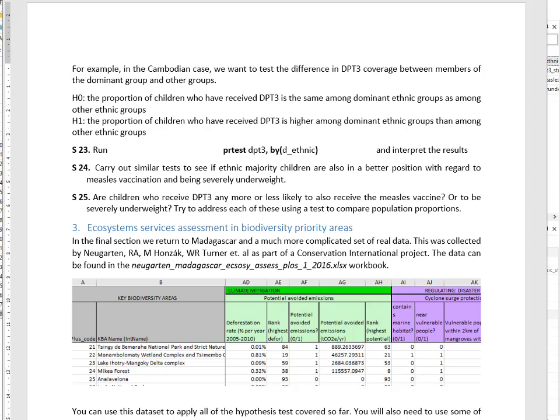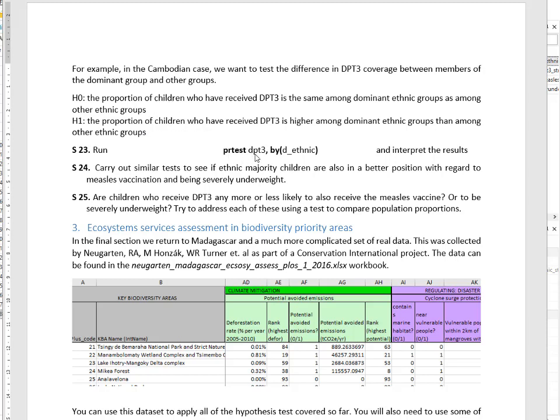Now we're looking at how to check population proportions between two different subgroups. For example, what I mean by population proportion is the proportion of children in the whole population who have received this important diphtheria, polio, tetanus vaccination. The null hypothesis here is that the proportion of children who've had that is the same among the dominant Khmer ethnic group as it is among the other ethnic groups. The alternative is that it's higher among the dominant ethnic group than among the other ethnic groups. So we're looking for evidence of ethnic disadvantage here, perhaps discrimination in access in favour of the dominant group.